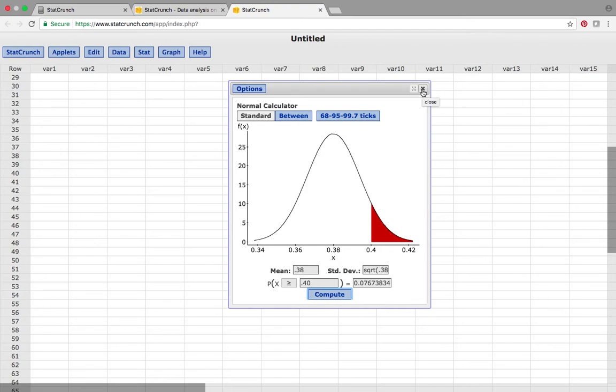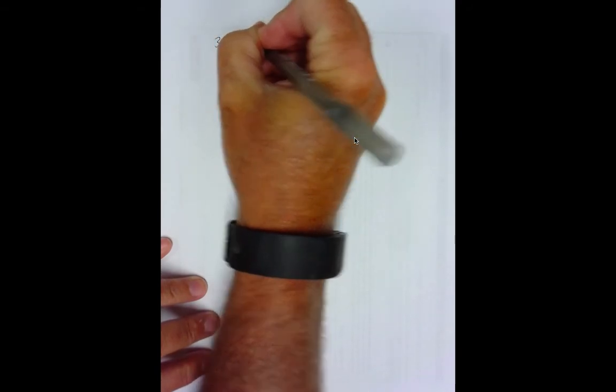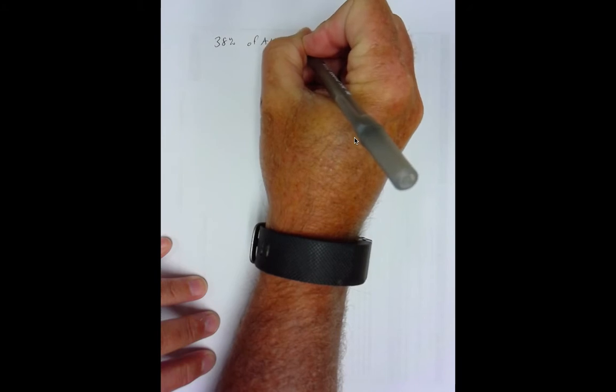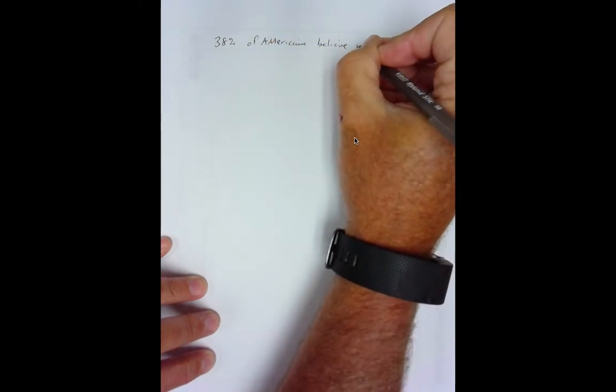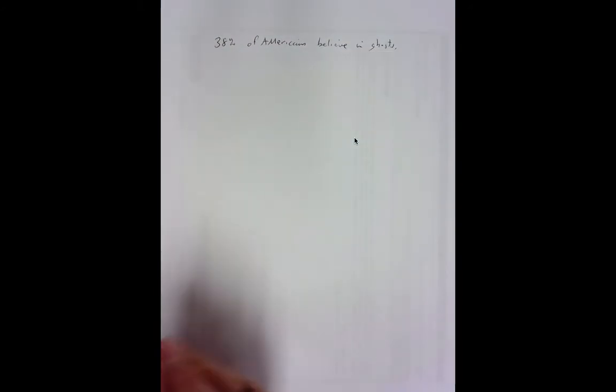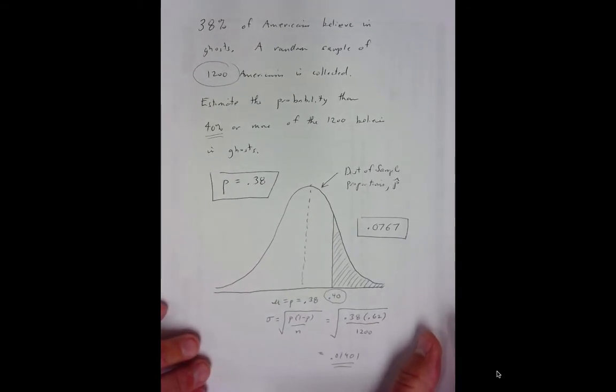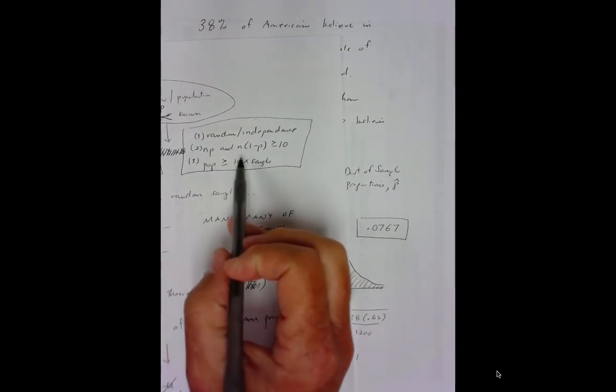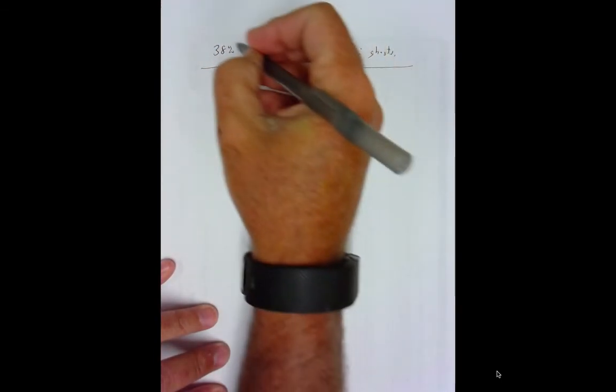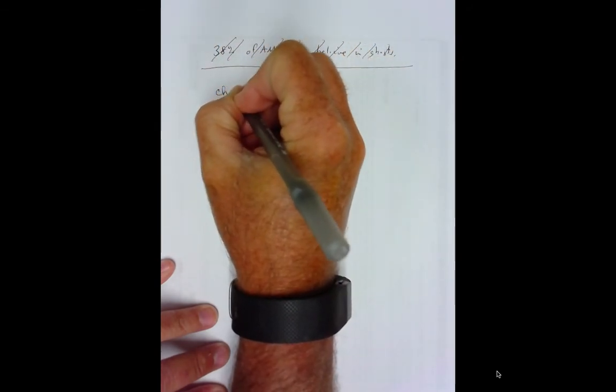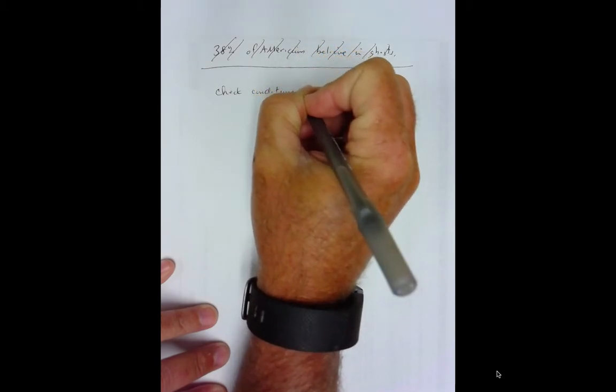Now, let's go look at another type of problem. 38% of Americans believe in ghosts. Now, guys, I committed a no-no. Remember the conditions. I got ahead of myself here. Let's go back and check the conditions. So before I go on to this next problem, let's check conditions. I was so excited to show you how to do the problem. I lost my mind and went ahead and did it without checking to make sure that the conditions were met so we could even use the normal distribution.